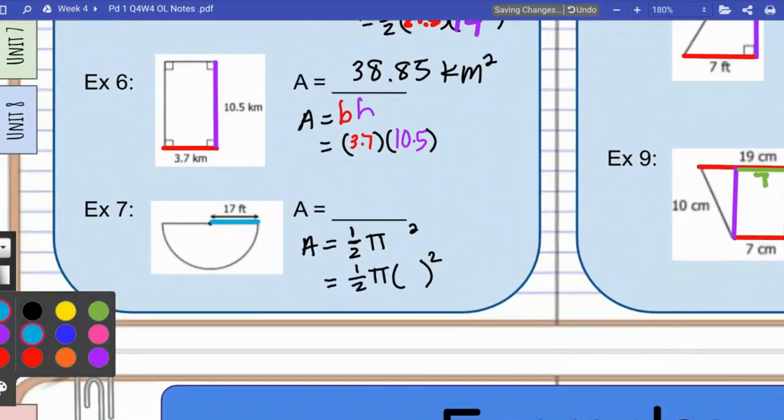If I want to find the area of half of a circle, my area formula is pi times radius squared. But I need to take half of that. So I'm going to do 17 squared, and then I'm going to take half of whatever that answer is. So 17 squared, I'm going to divide that number by 2, and I get 144.5. So this is 144.5 pi feet squared.